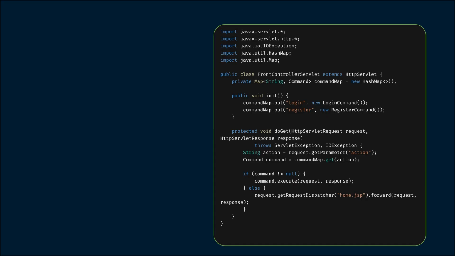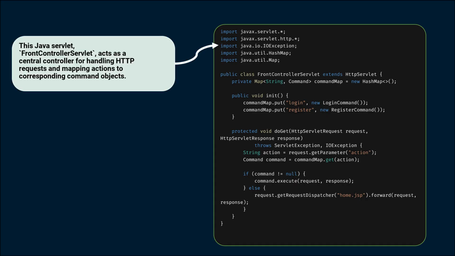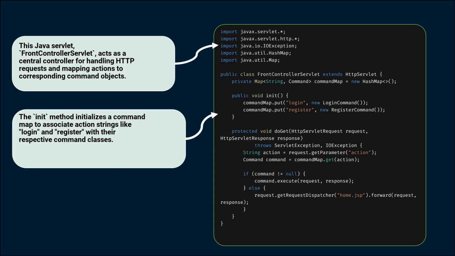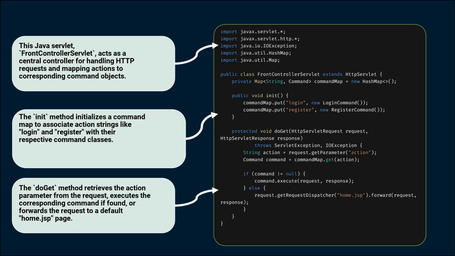Next, we will implement the front controller servlet, which exemplifies the adoption of the command pattern for handling incoming requests efficiently. In this servlet, we define a map called commandMap to store associations between action strings like login and register and their respective command classes. This mapping allows us to streamline request processing and maintain a cleaner code structure.